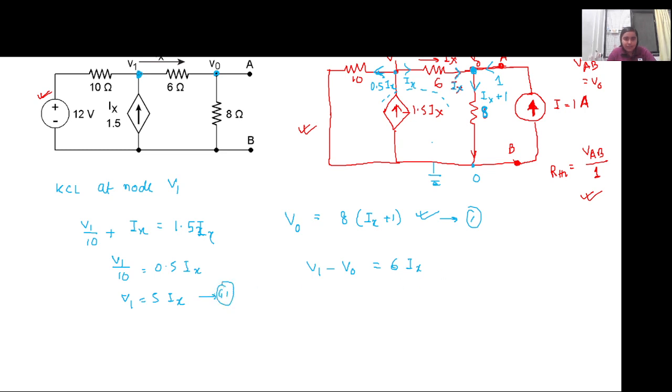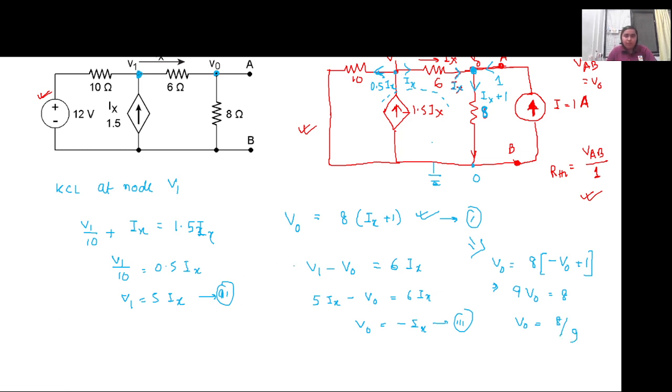So in 3 we are substituting equation 2. In place of V1 I am putting 5Ix minus V0 equal to 6Ix. So V0 will be equal to minus Ix. Substituting in equation 3, we get V0 equal to 8. In place of Ix, we will put minus V0 plus 1. So 9 V0 is equal to 8. So V0 will be equal to 8 by 9.